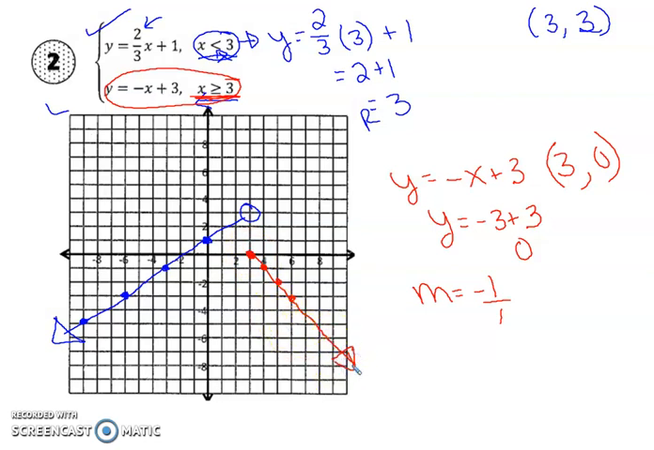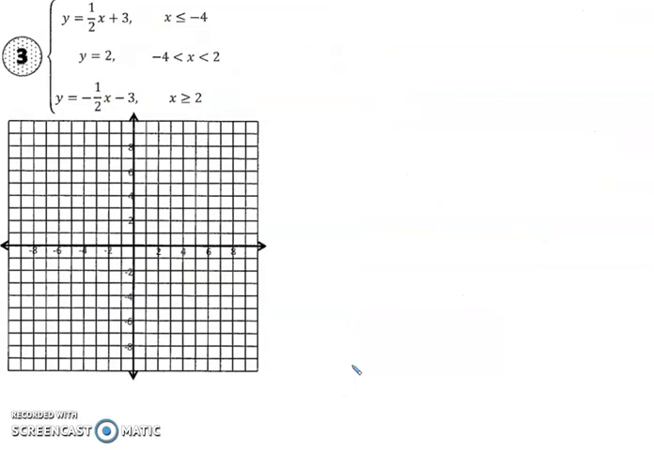Okay, so that's how you get your lines. So let's do number 3 together. Oh look, now I've got 3 of them. I know, it's so scary. So I start with my negative 4. 1/2 times negative 4 plus 3.